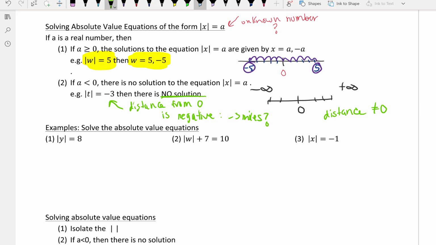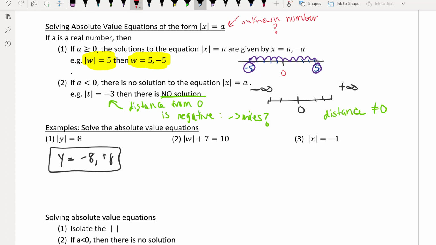So for number 1, I have the absolute value and it's isolated. So we are saying that the distance from 0 is equal to 8. Well, if you go 8 in the negative direction, you get -8. And 8 towards the positive direction, you arrive at +8 on the number line. So my answer is going to be -8 and +8.